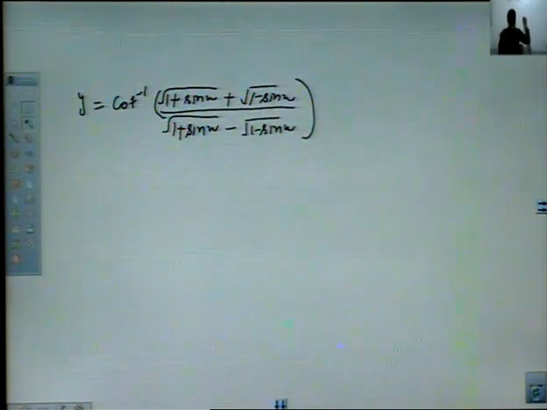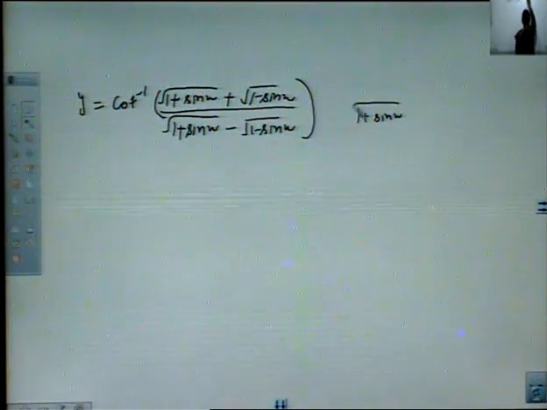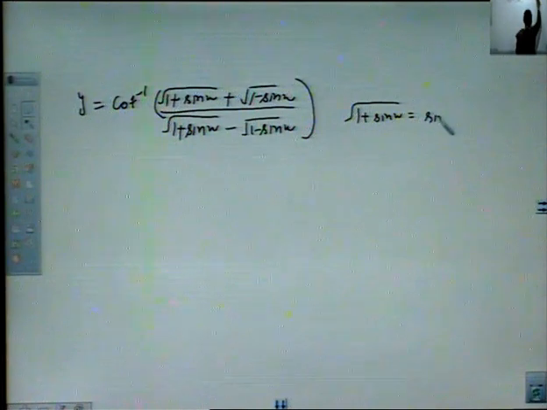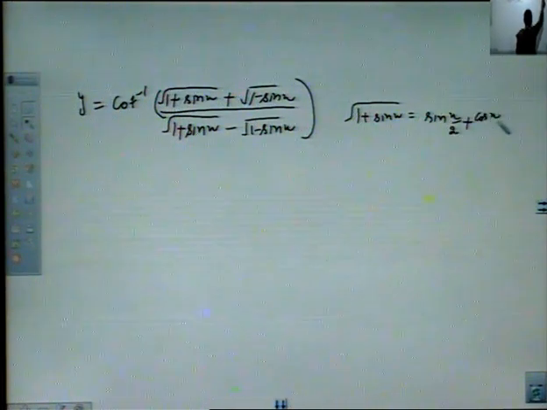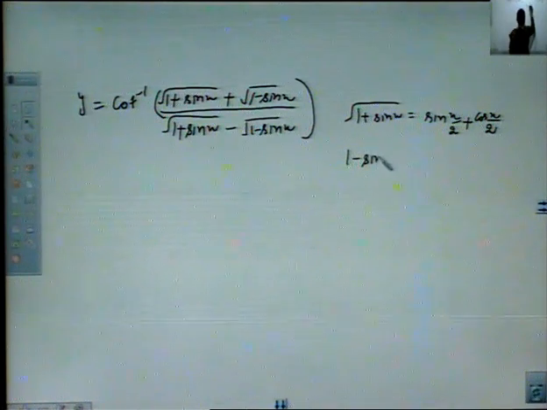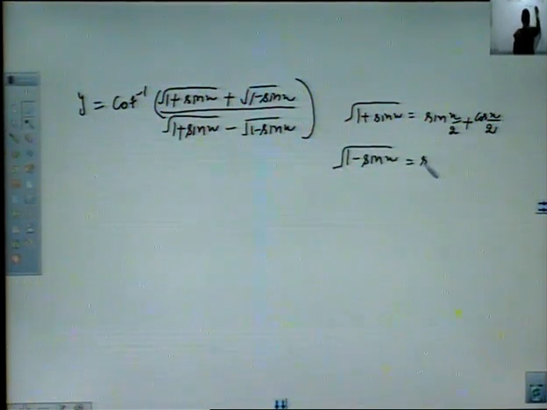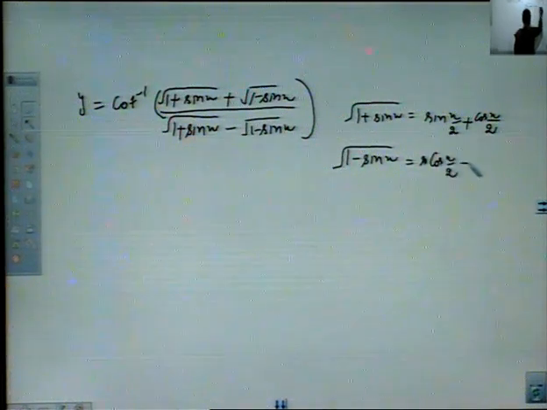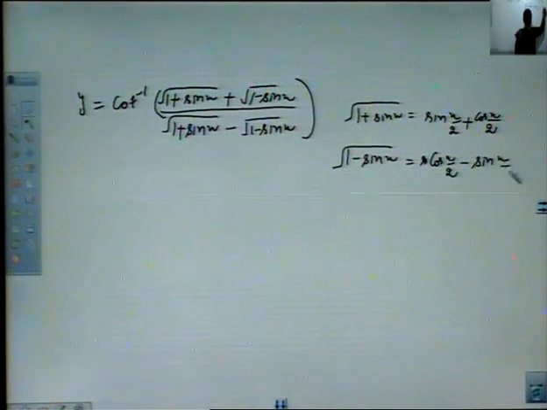Now we have proved that under the root 1 plus sin x is equal to sin x by 2 plus cos x by 2, and under the root 1 minus sin x is equal to cos x by 2 minus sin x by 2.